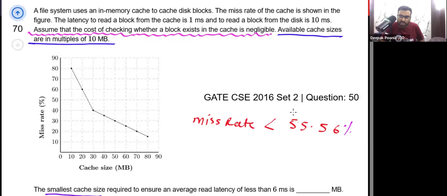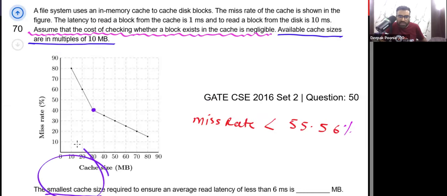So first of all, miss rate should be less than 55.56%. So tell me, in this chart, which miss rate is less than 55.56%? You can see 55 will come somewhere here. This is 55. Okay, you can see miss rate is on the y-axis. So you can see this 55 will come somewhere here. So which miss rate is less than 55.56? That is directly 40. Yes or no? You can easily see. Okay, that is directly this point. So you can see that miss rate should be less than 55.56 percentage.